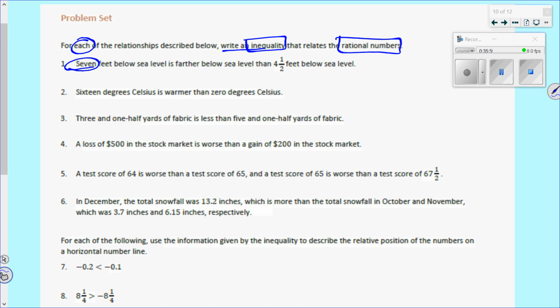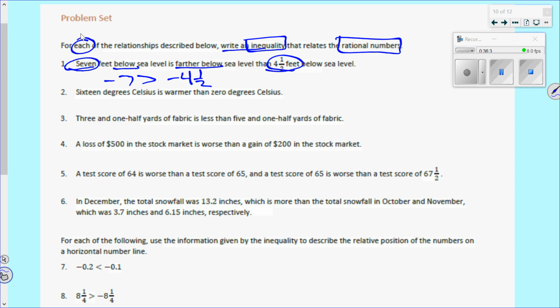So 7 feet below sea level is farther below sea level than 4.5 feet. So the numbers on that, 7 feet below would be what number? Good, -7. 4.5 below sea level would be -4.5. So what symbol would go between them? Less than, greater than, or equal to? Greater than. So -7 is greater than -4.5. Everybody good?